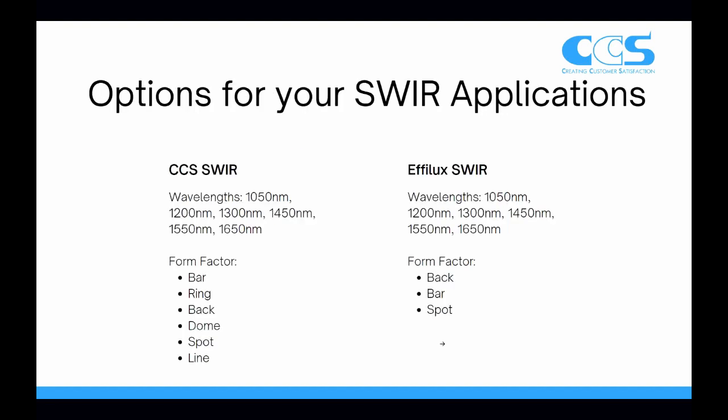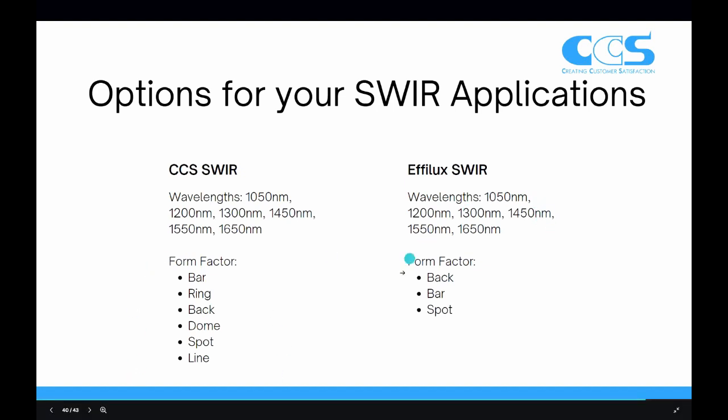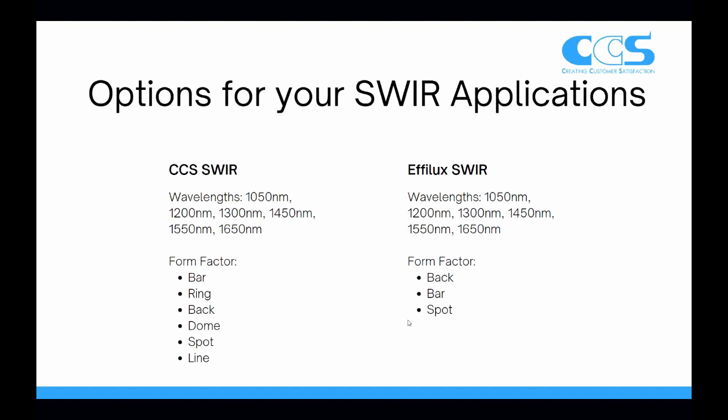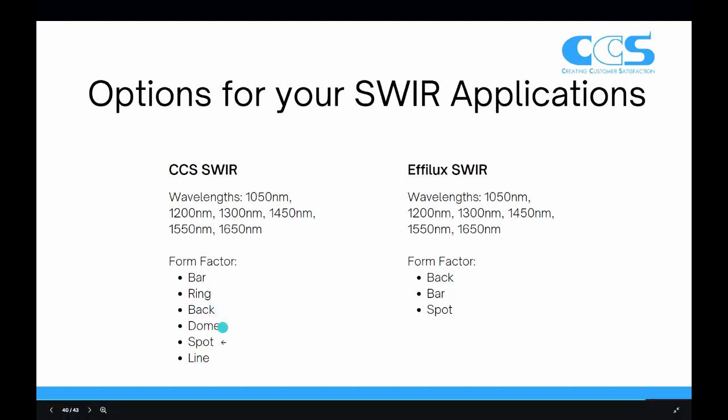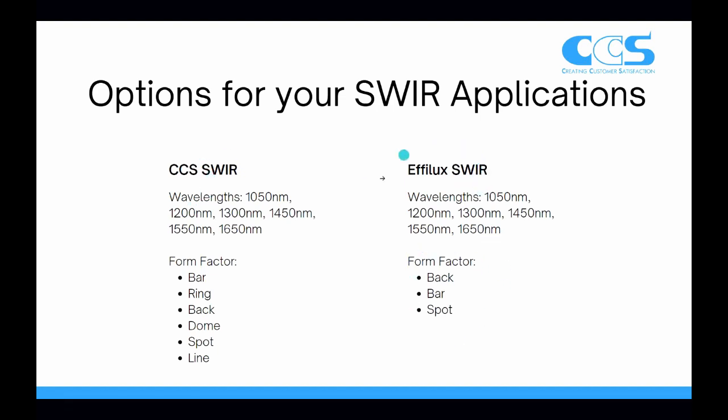As for options you can get with SWIR lights, CCS and FELux have the same wavelengths available. CCS has more form factors: bar, ring, back dome, spot, and line lights, but they are in a smaller size. With FELux, you get a backlight, a bar light, and a spotlight. The benefit is you can get them larger in length and larger in size, and the spotlight has more intensity than our spotlight does. So if you need a specific form factor, CCS is your go-to. If you just need a larger light, FELux is going to be your go-to.